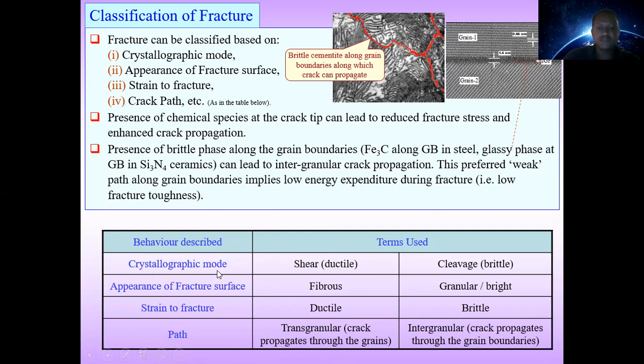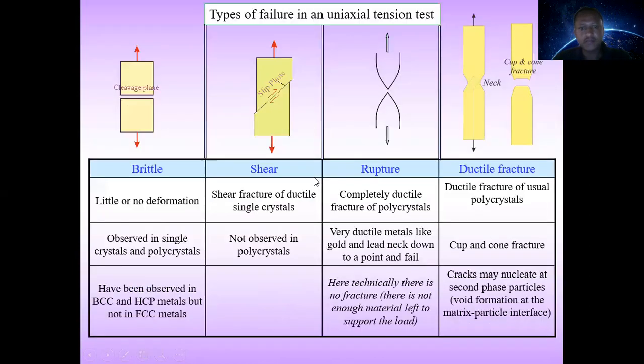So crystallographic mode: we can see shear mode and cleavage mode, that is, shear mode or ductile, and cleavage mode or brittle. Appearance of fracture surface: fibrous and granular or bright. Strain to fracture: that is ductile and brittle. Path: transgranular, that is, crack propagates through the grains, and intergranular path, that is, crack propagates through the grain boundaries. So these are types of failure in uniaxial tension tests.